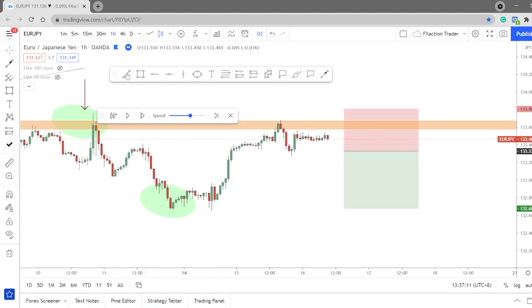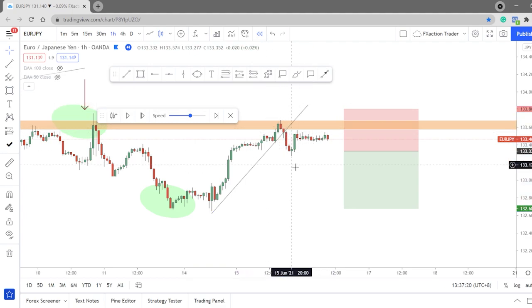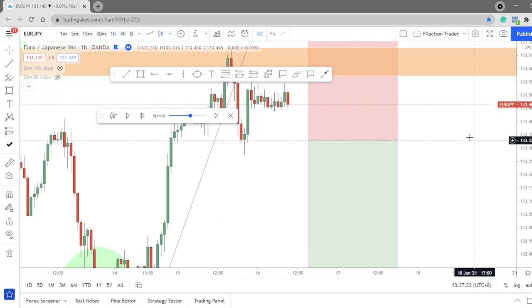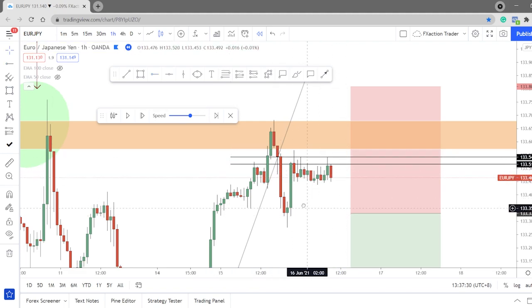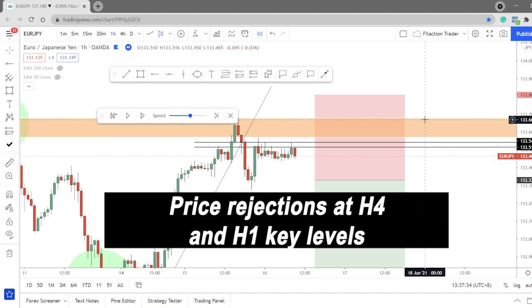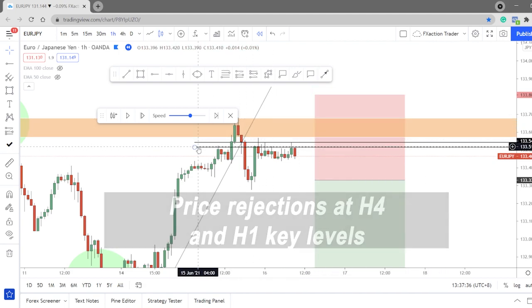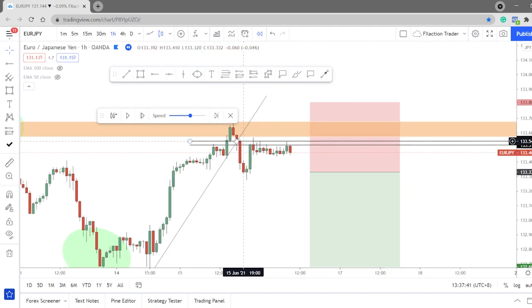Previously on H1, the market was still in an uptrend, and we can see that this uptrend trend line was broken and the market got rejected at this level. So this can be the support and resistance level or key level on H1. The orange color is the S&R zone on H4, and the black lines are the key levels on H1. So let us have a look.